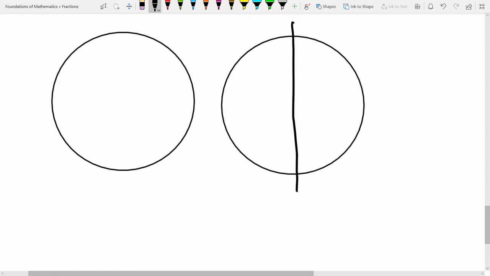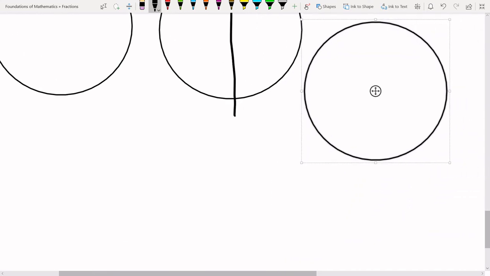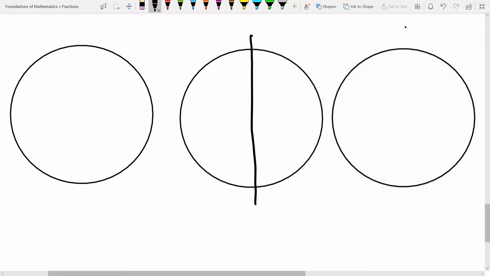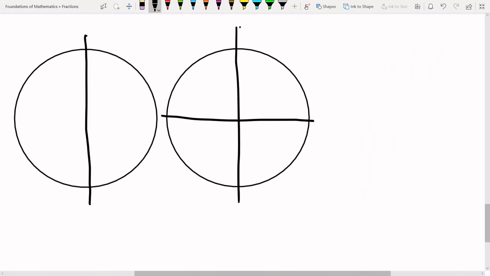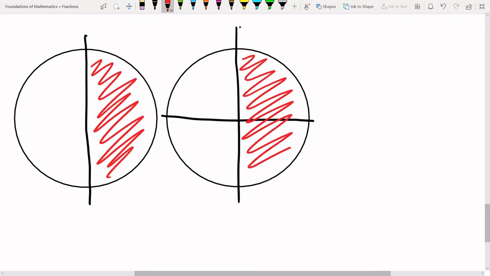Okay, now let's consider the same thing again. But now instead of cutting it in half, we're going to cut it into fourths. So I'm going to cut it once going down, and then once going straight across. Now we have 4 pieces of the whole pizza. We still have a whole, but we have 4 pieces. Now, for the 2 pieces and the 4 pieces, let's say we remove this portion here and these portions here. Okay?